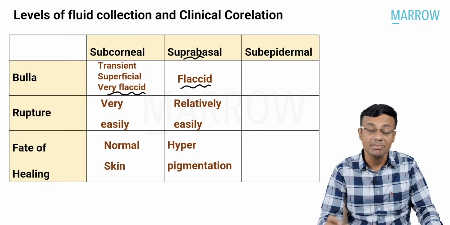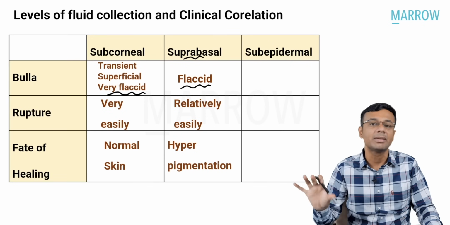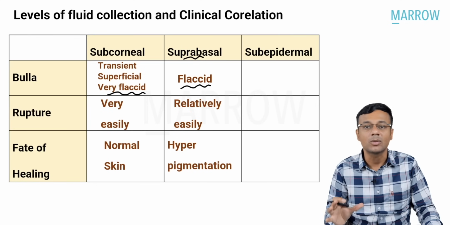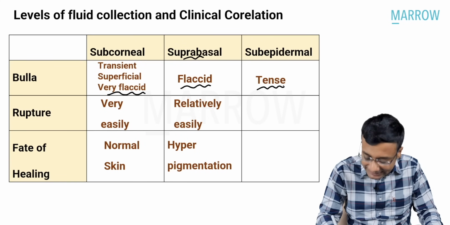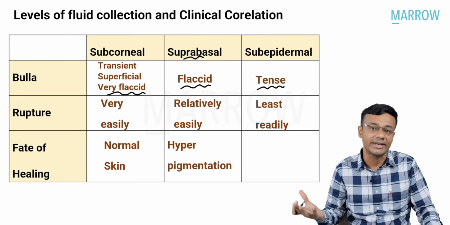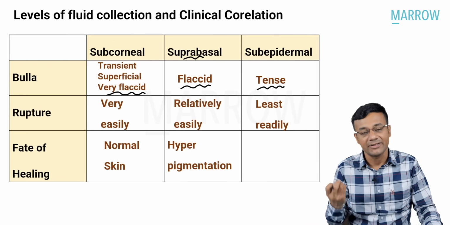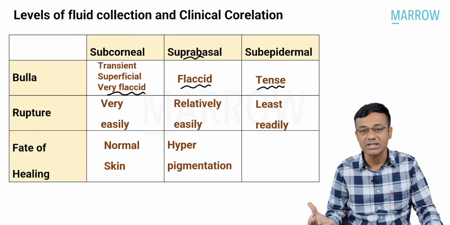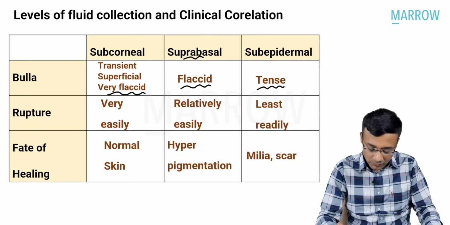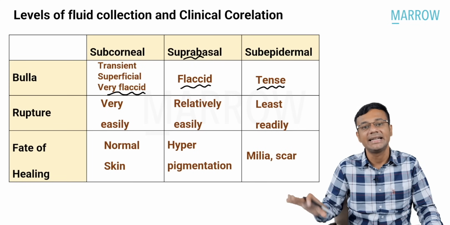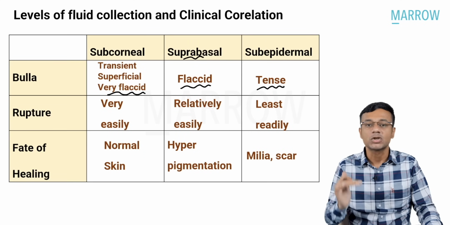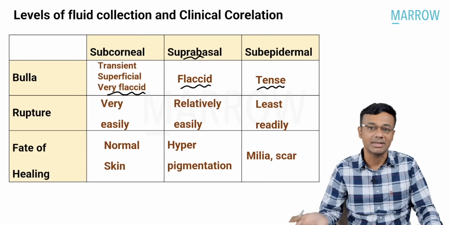And lastly, we have subepidermal blisters. When you're talking about a subepidermal blister, please remember, students, that the roof is going to be thick here. When the roof is thick, what happens? The type of blister we get is a tense bulla. This tense bulla ruptures least readily. It generally does not rupture, and whenever it ruptures, it leaves behind erosions which generally tend to heal with milia formation and scarring. So just by looking at very flaccid and tense blisters, we can guess in the exam, are we talking about subcorneal blisters, suprabasal blisters, or subepidermal blisters?